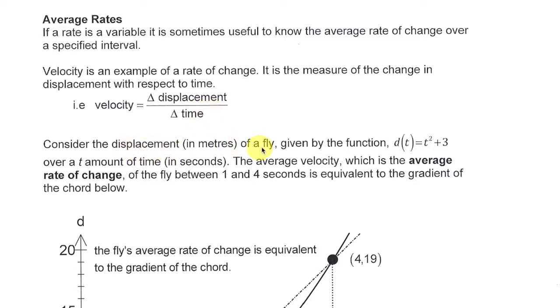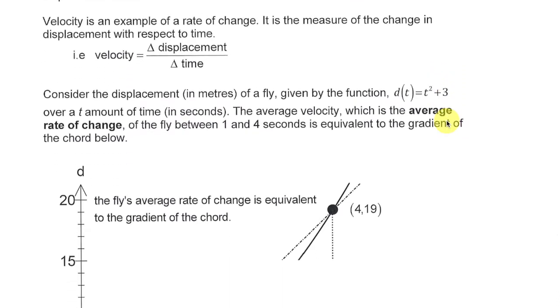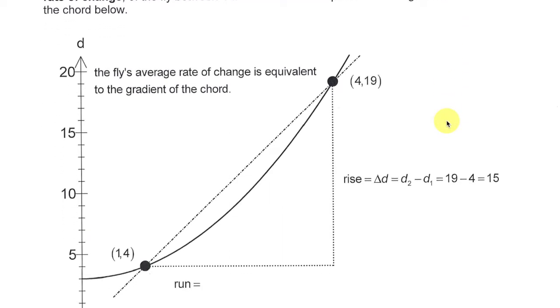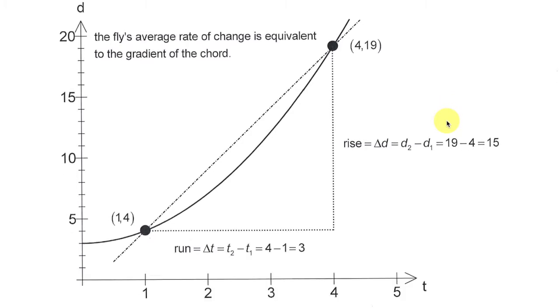The displacement of a fly is given by the function d of t equaling t squared plus 3. So this is the rule that gives us the displacement of the fly for any amount of time. Here's a graph showing the displacement of the fly. So we've got displacement on this axis and time over here. And you can see we've got our parabola. Remember, it was t squared plus 3.